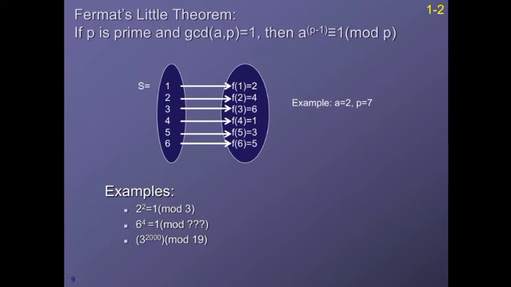Examples: 2 raised to the power of 2 is equal to 1 mod 3, and 6 raised to the power of 4 is equal to 1 mod 5. Last is 3 raised to the power of 2000 mod 19.